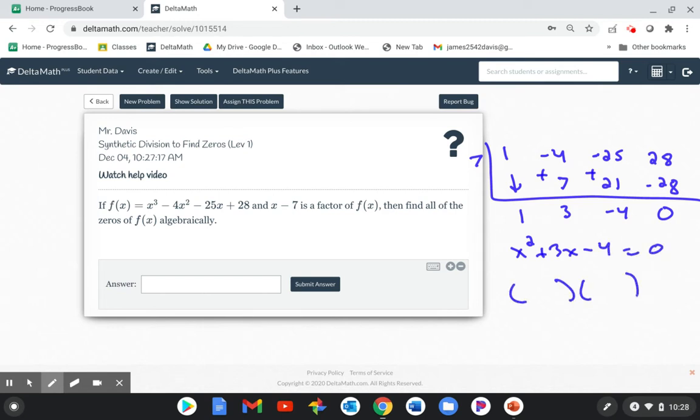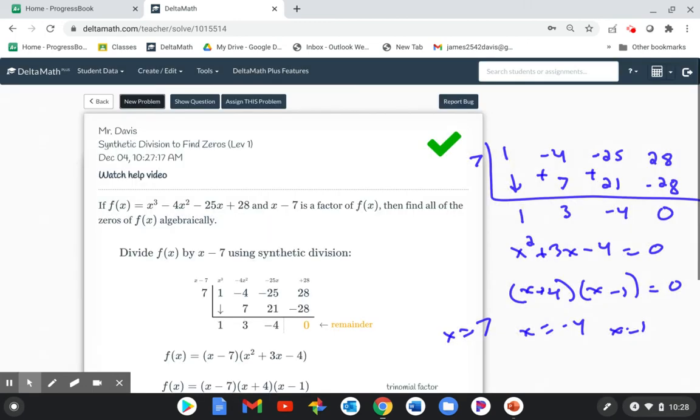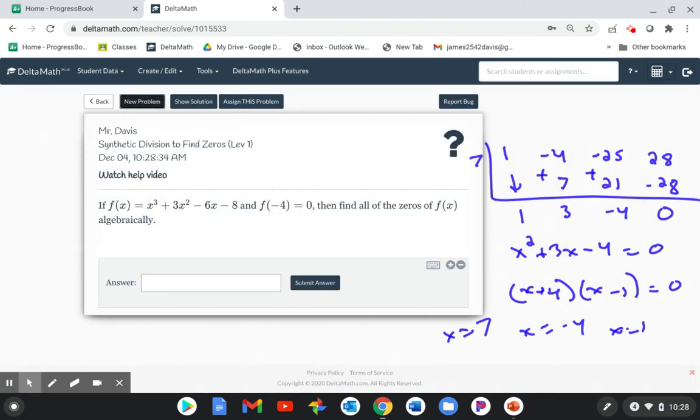Factor this. We want numbers that multiply to give you negative 4 and add to give you 3. These so far have been super easy factoring ones. This one's going to be a positive 4, minus 1. So we get negative 4, positive 1, and the original one we had, which was the 7. So type those in. Maybe we'll do one more that you could do on your own for good measure. We could try a little bit harder factoring.